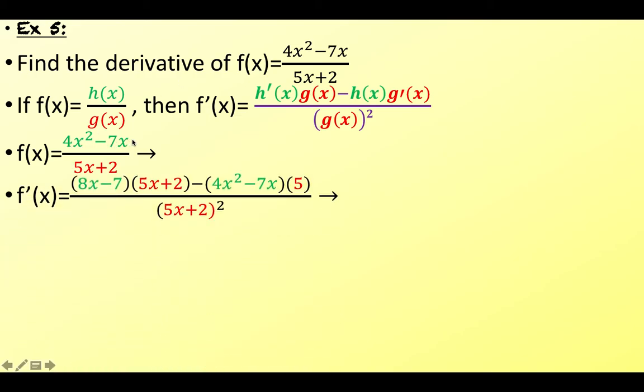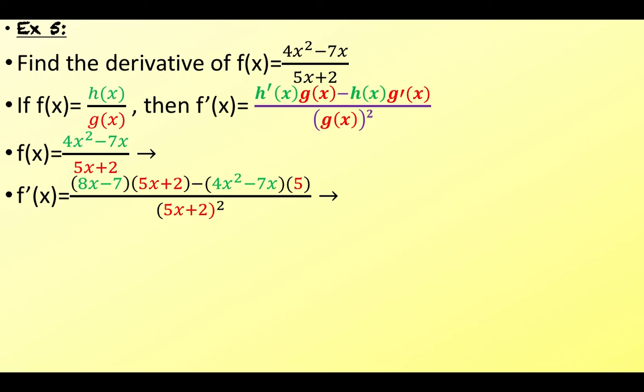So notice I took the derivative of the top function. That was, so 2 times 4 is 8, and then x. The derivative of negative 7x is just minus 7, and then we kept the bottom the same. Then we subtract, because the rule says we subtract. We keep the top function the same, and then take the derivative of the bottom. So the derivative of 5x plus 2 is just 5. That's where that came from, all over the bottom squared.